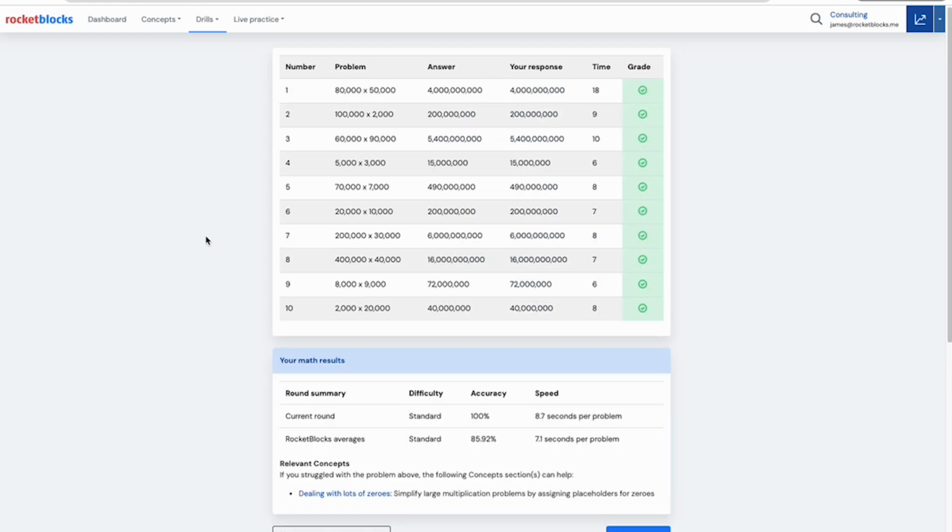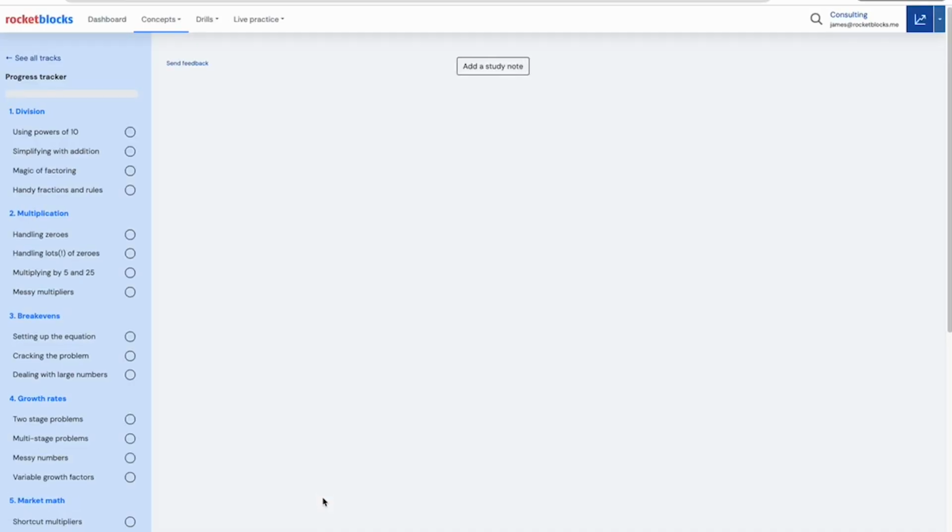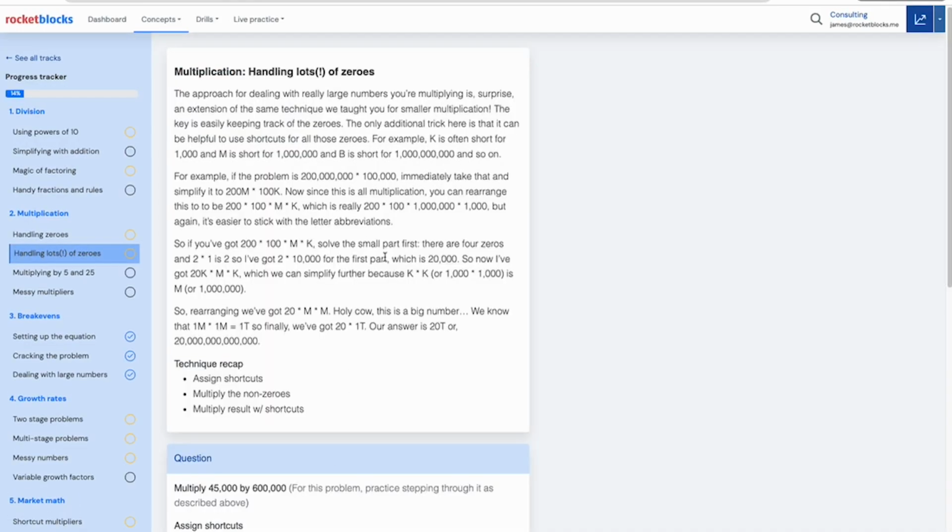Okay, so I got them all right. Notice that I had 100% accuracy, which is pretty good, but I was a little bit slow. So compared to the RocketBlocks average, I was going at 8.7 seconds per problem, whereas the average on RocketBlocks is 7.1. So one thing I can do here is read up on this concept that we have on how to get faster at handling lots of zeros.